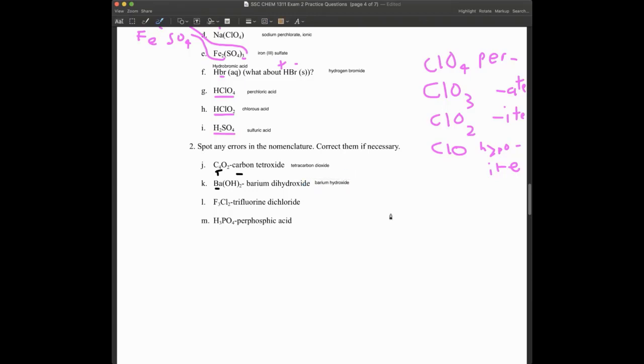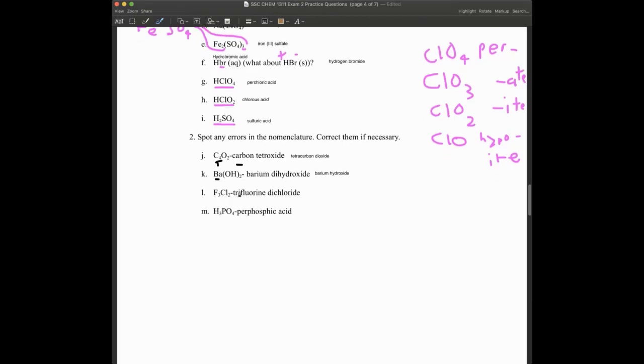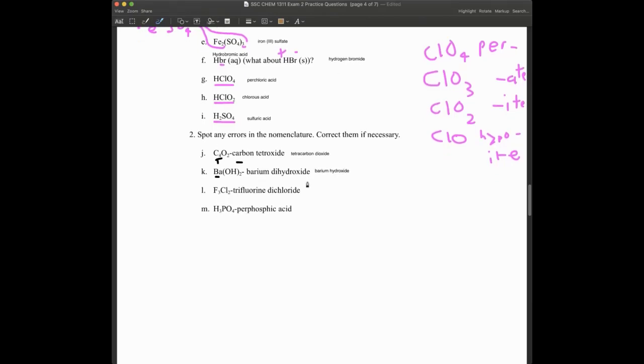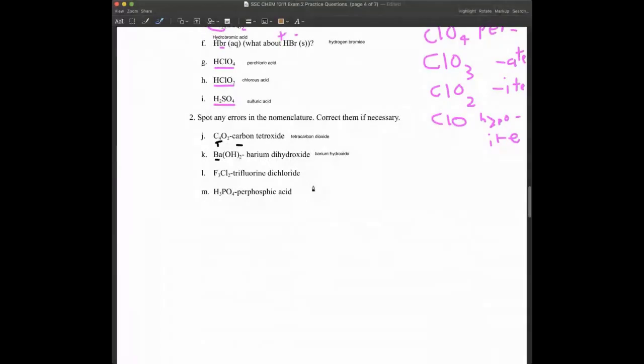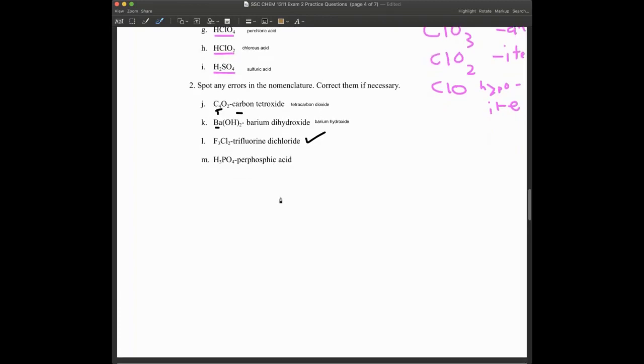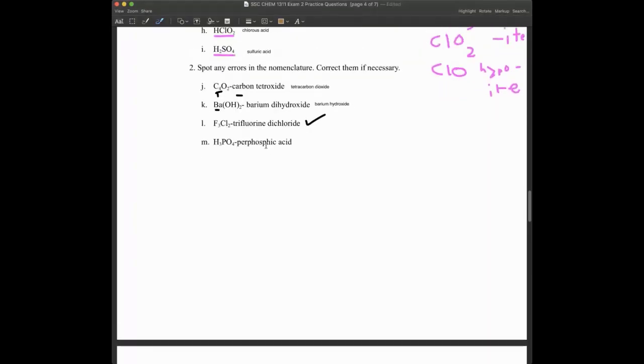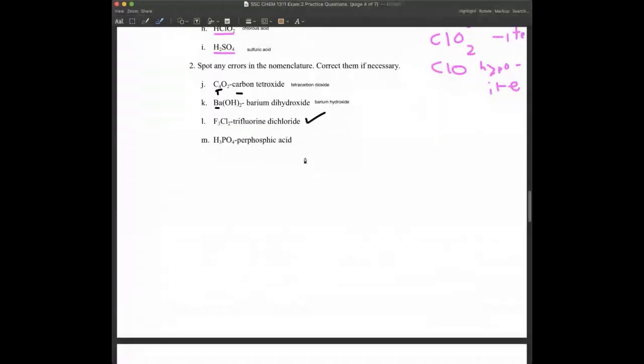Perfect. And what about this one, the third one, F3Cl2? Is this going to be correct or incorrect? Correct. Yeah, perfect. So this is correct because it's a covalent bond, so we just name the prefixes and we name the elements. Awesome. So what about the fourth one?